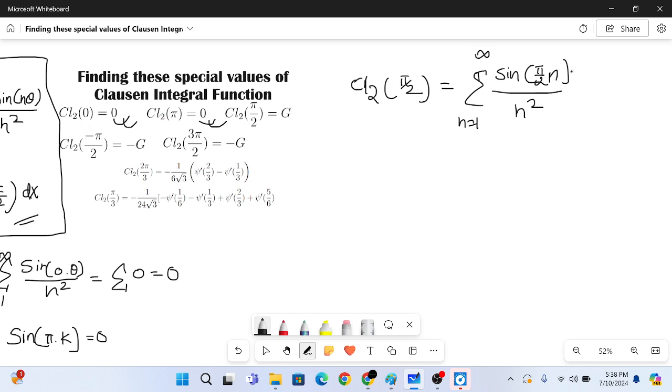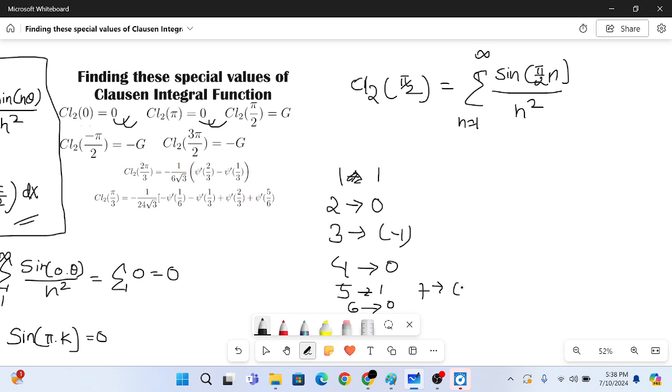So now let's observe the values of sine of pi by 2 times n. If n is 1, sine of pi by 2 is 1. If n is 2, sine of pi is 0. If n is 3, that is minus 1. If n is 4, sine of 2 pi is 0. If n is 5, 1; 6, 0; 7, minus 1; 8, 0. Now, if you know this fact, we are good to begin this problem.